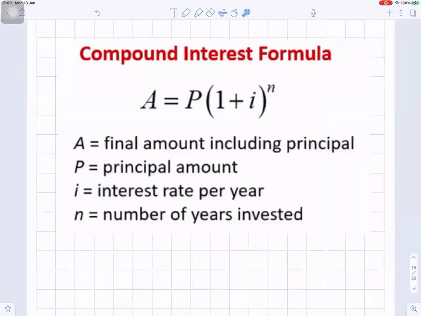We're going to use the compound interest formula, where A equals P bracket 1 plus I to the power N. A is the final amount, including the principal. P is the principal amount, the amount that you invested. I is the interest rate per year. And N is the number of years invested. So it's important to remember that formula. We're going to be using it.